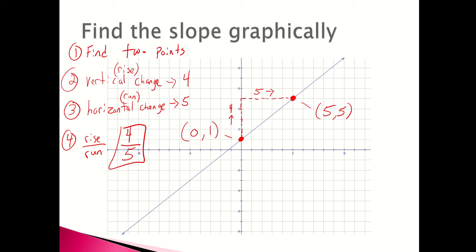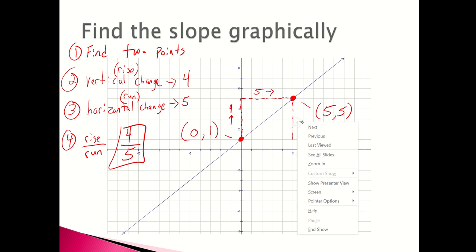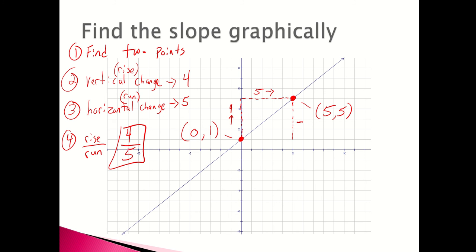Now, let's say you started at the other point, 5, 5, and you went to 0, 1. Well, now you're going down 1, 2, 3, 4. If you go down, that is negative 4. So the vertical change, if you're going down, that's a negative direction, right? Think about your y-axis. If you go down on the y-axis, you get to negative numbers. So when we go down, we consider that a negative change.